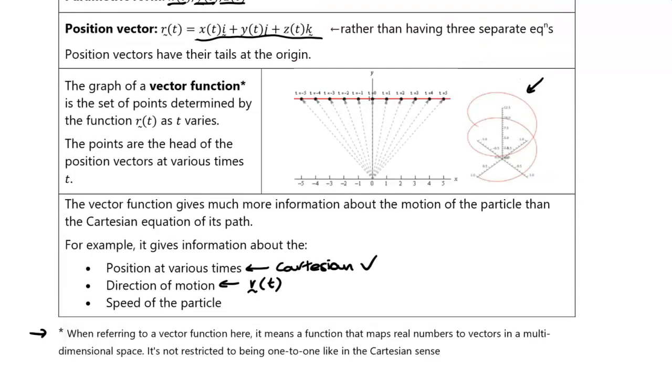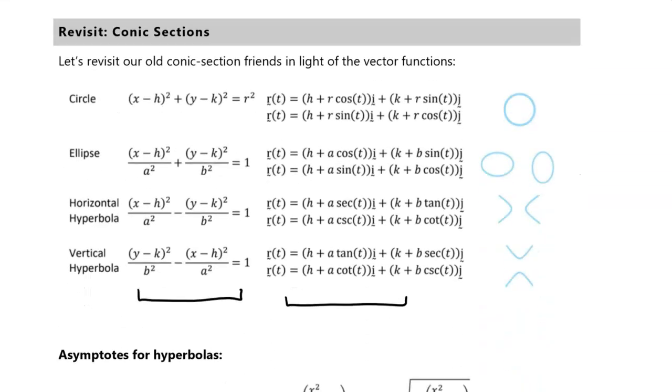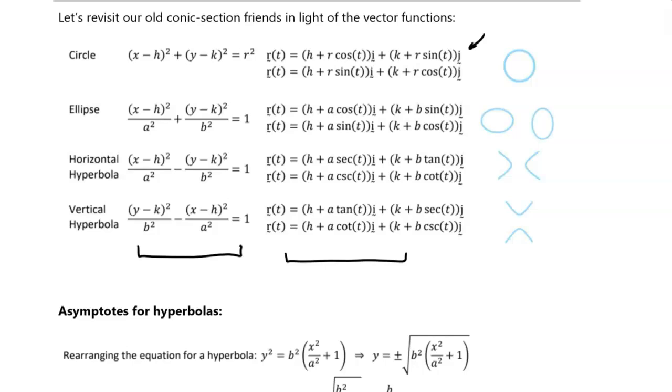Because remember, terminology-wise, the graph of a vector function is the set of points determined by the function r of t as t varies. So, some great stuff there. We've got it, as you've seen in the past when you looked at the parametric equations for your circles and ellipses, for example.